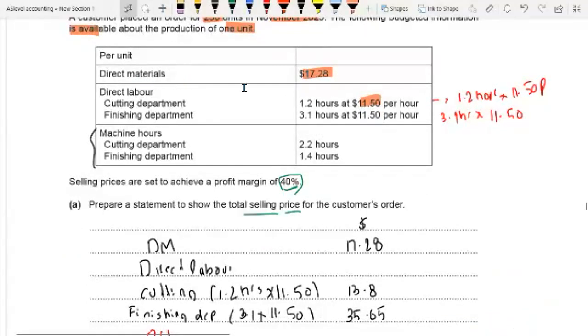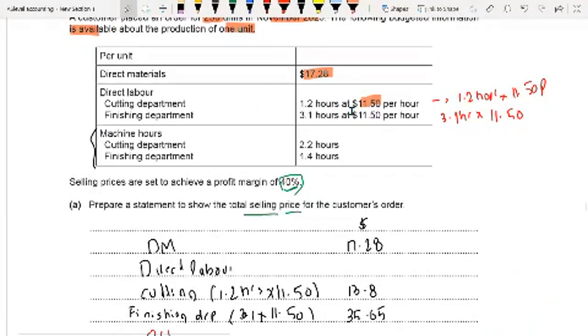So per unit, we have direct material, which is 17.28, and direct labor, which is 1.2 hours at 11.50 per hour for the cutting department, and for the finishing department 3.1 hours at 11.50 per hour. Machine hours are 2.2 hours for the cutting department and 1.4 hours for the finishing department. Selling prices are set to achieve a profit margin of 40%. Prepare a statement to show the total selling price for the customer's order.